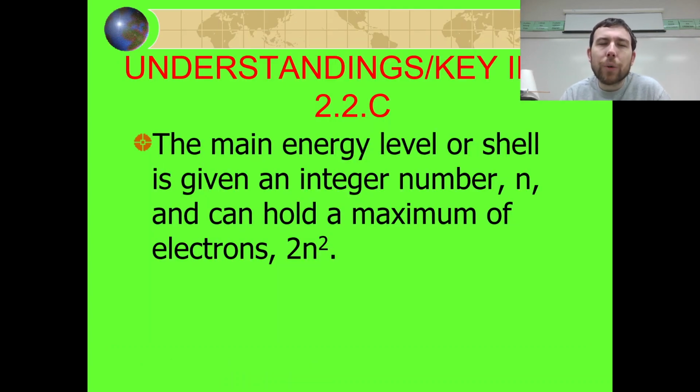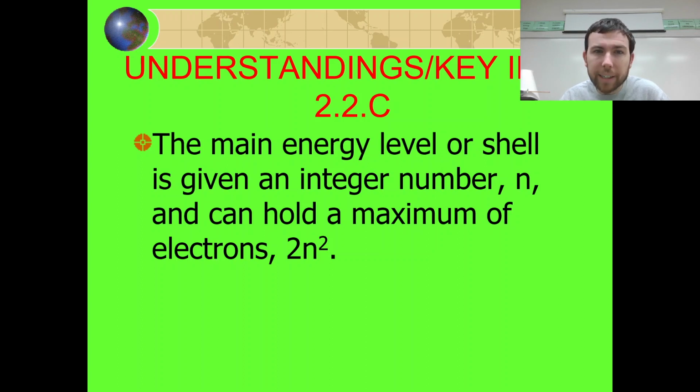All right. So now that we've looked at line spectra, we're going to start to frame this within the quantum mechanical model and start talking about energy levels, subshells, and s, p, d, and f orbitals. Our understanding key idea here is that the main energy level or shell is given an integer number n and can hold a maximum number of electrons, which is 2n squared. And remember, n is essentially equal to the row on the periodic table. When n equals 1, you have 2 times 1 squared, so 2 electrons in the first energy level. That makes sense because there are only 2 elements on the first row.